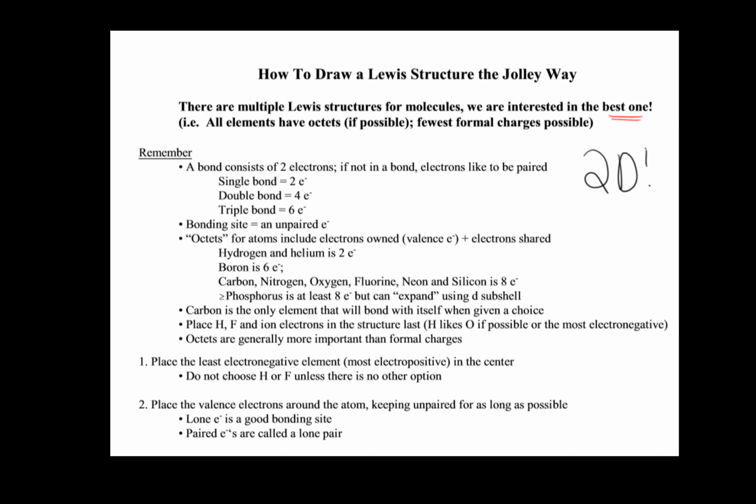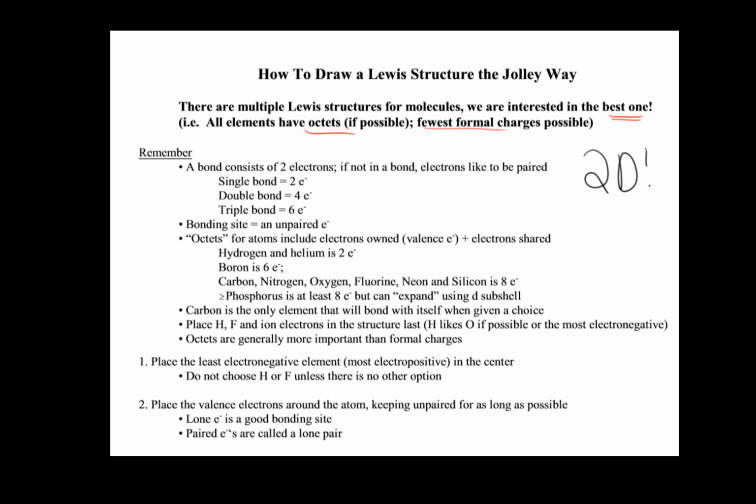So I have come up with a set of rules for you, and here's the general idea. If the elements all have their octets full if possible, that is a great thing. If they have the fewest formal charges, that's another great thing. And then that chemical common sense idea, did you put the negative on the most electronegative? Did you put a positive on the most electropositive? Just kind of common sense things like that. But hopefully if you work through this system, you will come up with the best one. And the more you do, your chemical instincts will get to the point where you can recognize if it is a good Lewis structure that has been drawn.